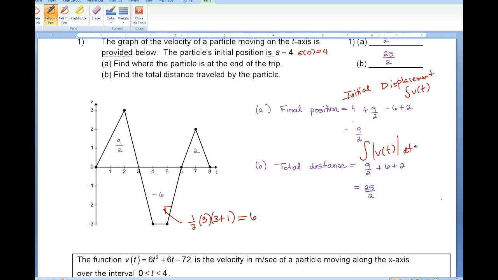Does the practice quiz actually count as homework points? No, I'm not collecting it. I mean, if you want to do well on the quiz, you should probably do it.